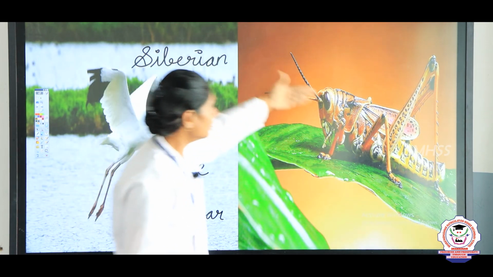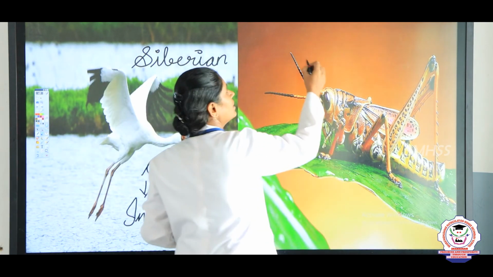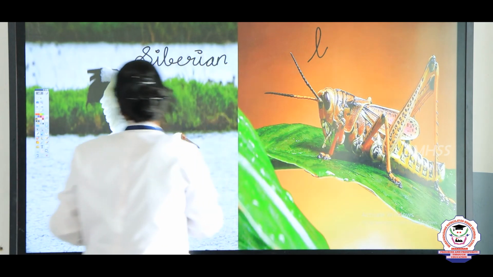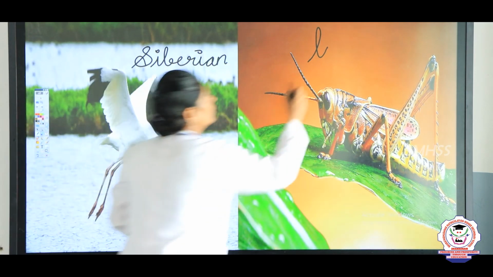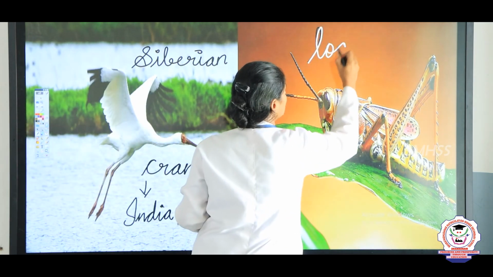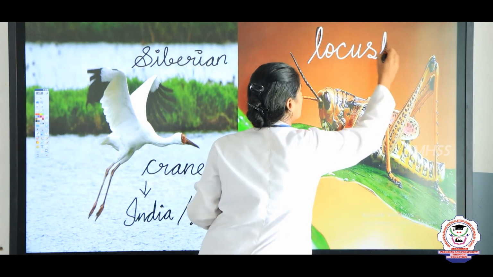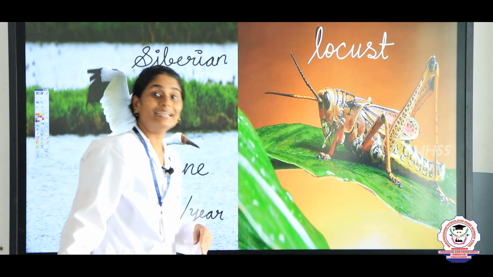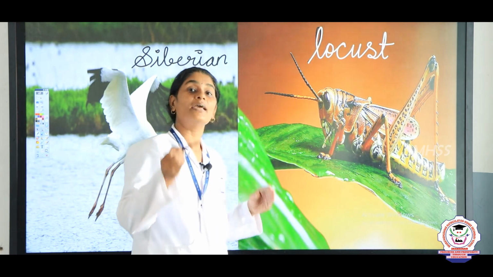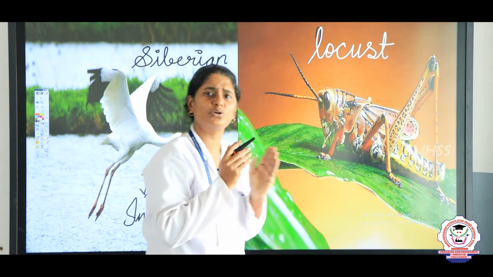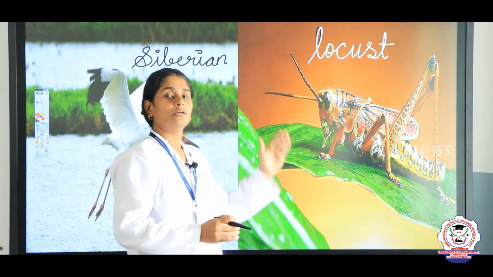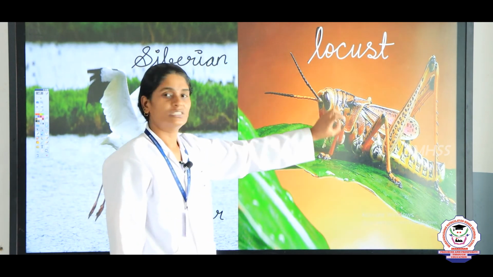Right? And then locust. So this name of the insect is called as locust. It is a type of grasshopper. Okay, so locusts are the migratory insects. They migrate in swarms and destroy the standing crops. சரியா? நிறைய பயிர்களை வந்து இது என்ன பண்ணும் சாப்பிட்டு நாசம் பண்ணிடும்.